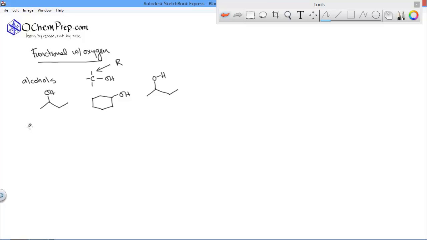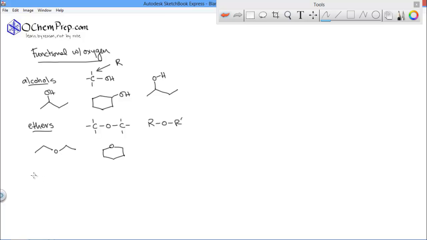The next one are the ethers. Ethers have the alkyl groups on either side of the oxygen. So I could draw this R, O, R'. Put a prime because those R's could be the same or different. So an ether would look like that, or an ether could be in a ring like that. So those are the ethers.